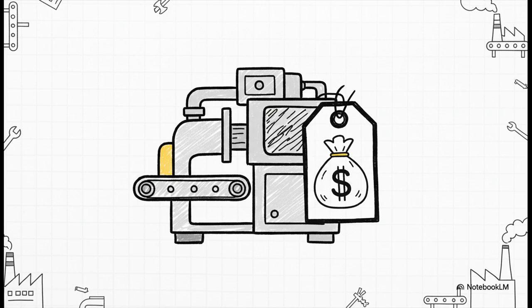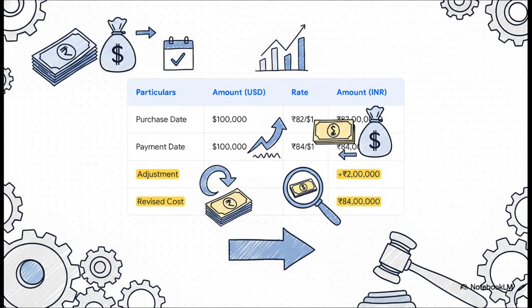And just to keep the numbers nice and clean, let's say the final invoice was for 100,000 US dollars. Okay, have a look at the numbers. On the date of purchase, the exchange rate is 82 rupees to the dollar. So the initial cost on the books is 82 lakh rupees. But a few months later, on the payment date, the rupee has weakened to 84. Now that same $100,000 cost them 84 lakh rupees to pay off.